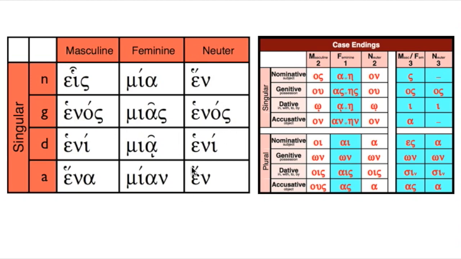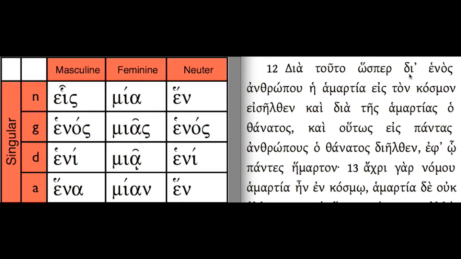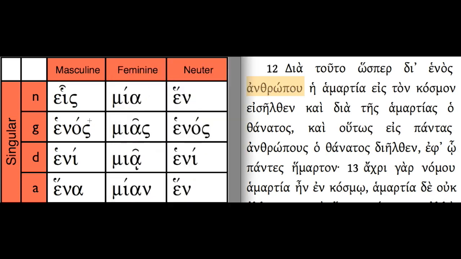Now on to the context. So here we have milion hen, one mile. Milion is accusative singular neuter, so the form of hen is also accusative singular neuter. Here we have through one man, di henos anthropou, through one man. Notice henos here is genitive singular and masculine, and here we have anthropou, which is also genitive singular masculine. So our form of henos has to be genitive singular masculine, henos, one man.